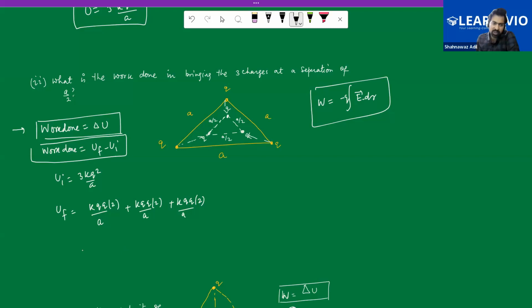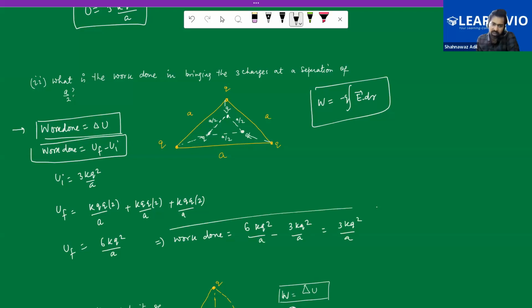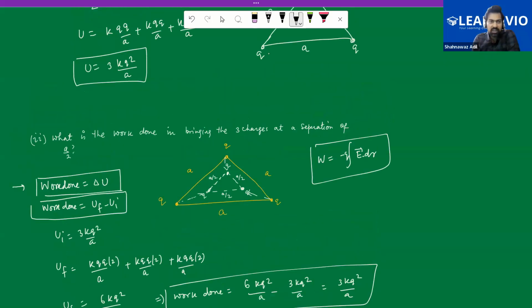So now the separation has become A by 2. So this is how much? 2 into 3, so 6kq squared by A. So work done would be simply 6kq squared by A minus 3kq squared by A. So this would be simply 3kq square by A. This is the one. Okay, is it clear, guys?